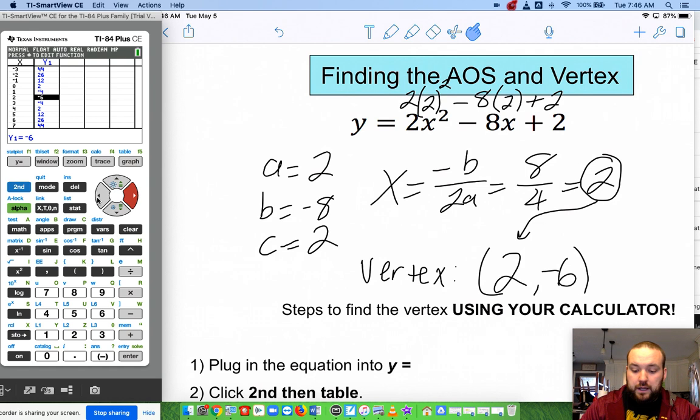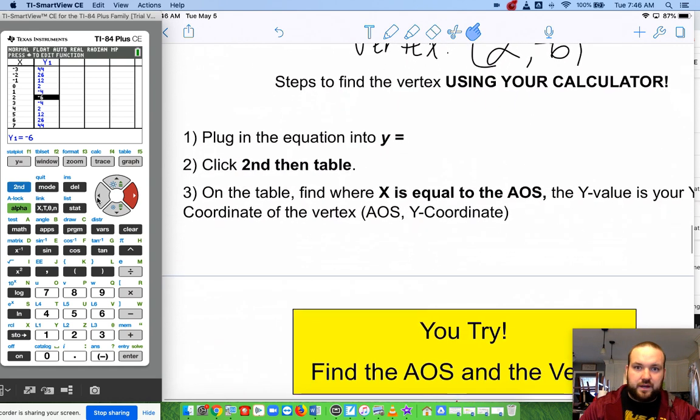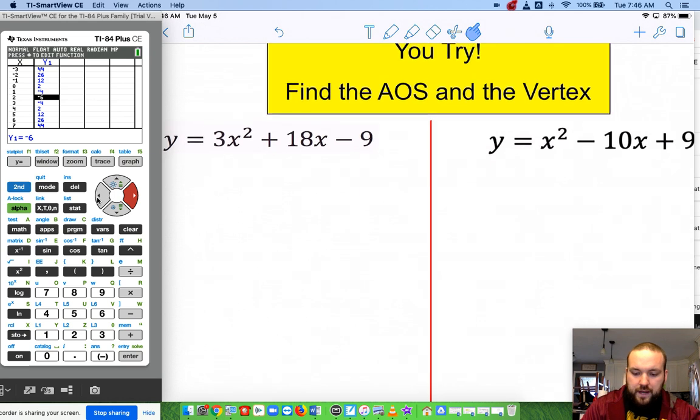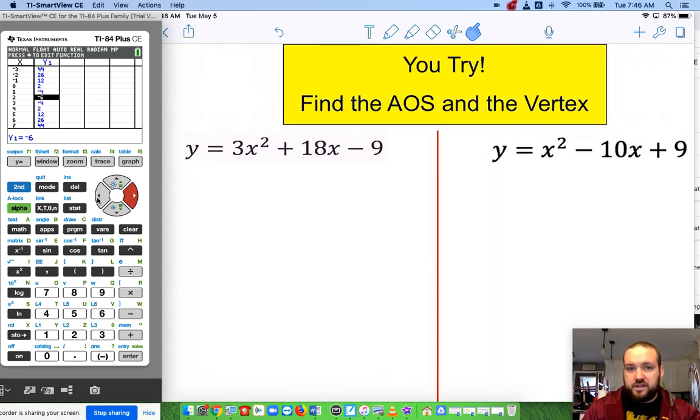So we're going to take a look at steps on how to do the calculator portion where you type in the y equals. Go ahead if you want, if you feel comfortable with it, pause the video now, see if you can find the vertex for these two, and then we'll do a couple graphs and we'll be done here.